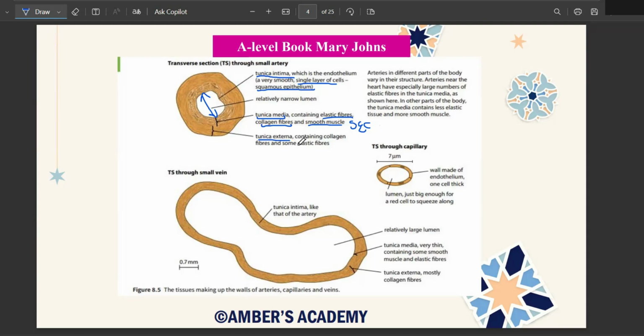Then my tunica externa of the artery just has E and C. Okay, SEC in tunica media, EC for tunica externa. So tunica externa has elastic fibers and collagen fibers.